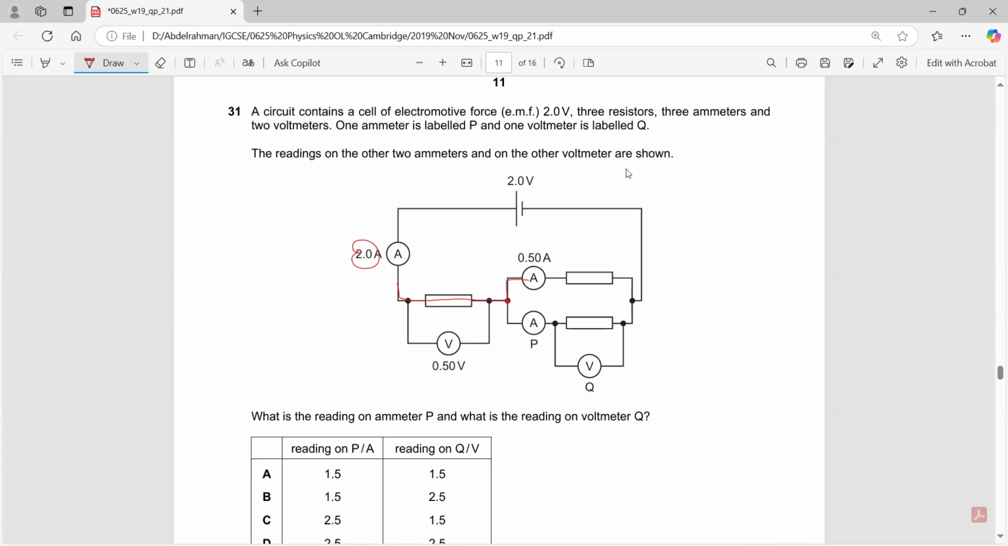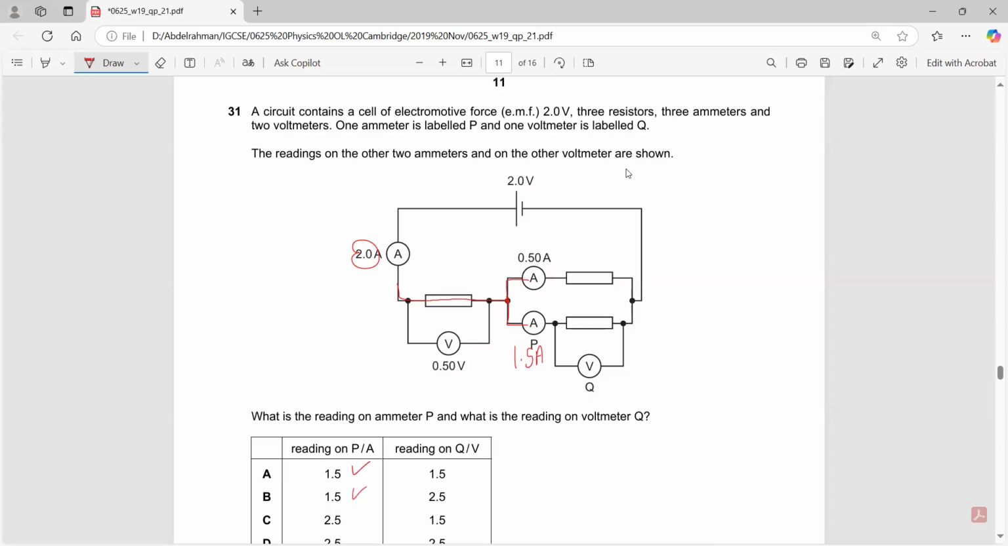Therefore, the second ammeter would have 1.5 amperes. Why? Because the total current has to be 2. So if the first one has 0.5, the second one would be 1.5. You just do 2 minus 0.5, which is 1.5. So the current is 1.5.